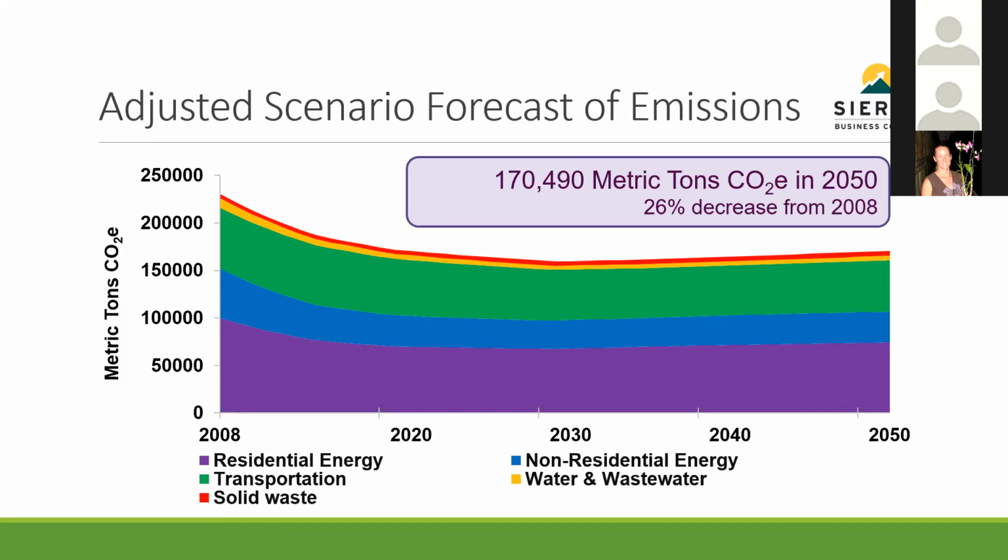Also, it's worth noting that this scenario was done before SB 100 was recently passed, which required utilities to meet 100% renewable electricity by 2045. So there would be additional reductions beyond the ones shown out to 2030.